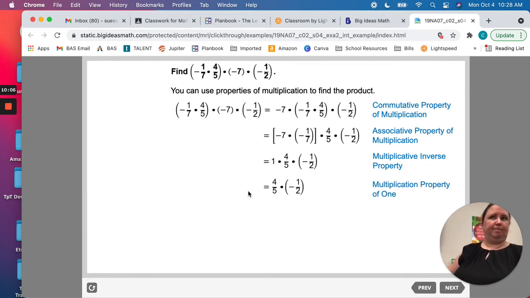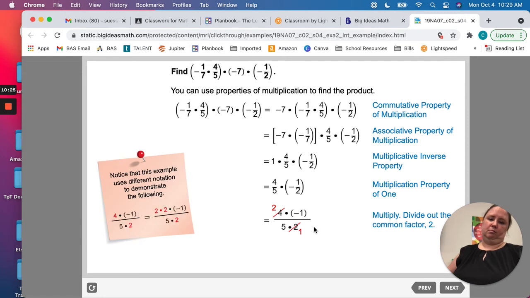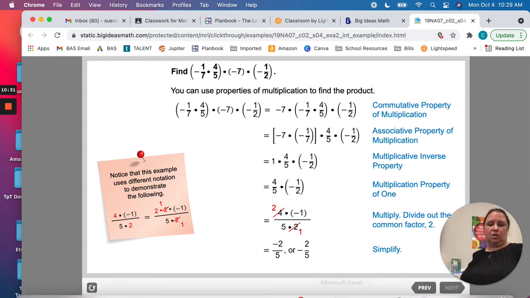So now we just have to multiply the last two fractions. So positive times a negative is a negative. What is 4 times 1? 4. 5 times 2? 10. So we should get negative 4 over 10. Can you simplify that? Yep, which they're doing in the middle of it, which is fine. Negative 4 over 10 can be reduced to 2/5.